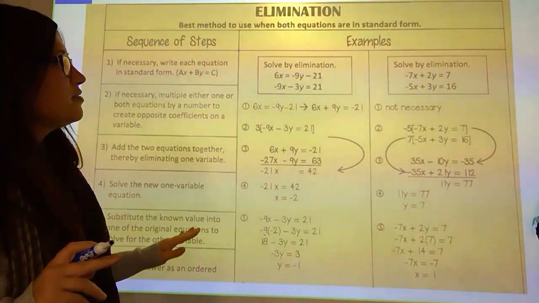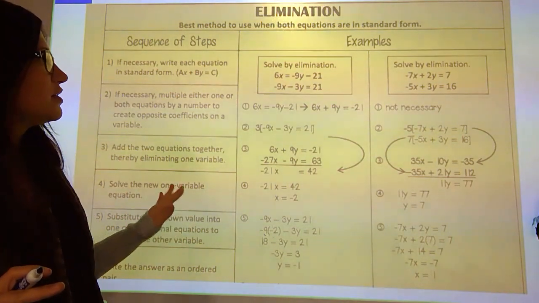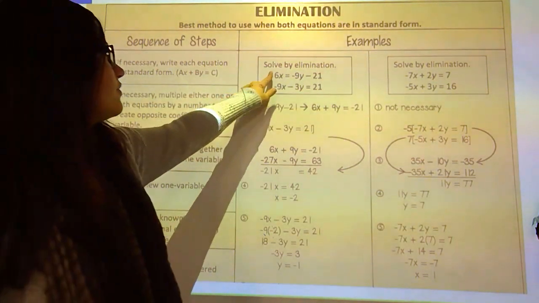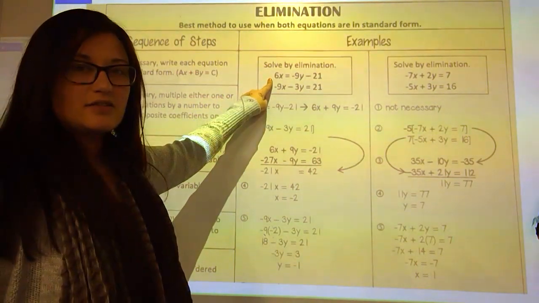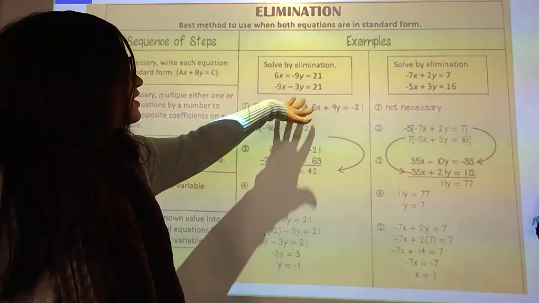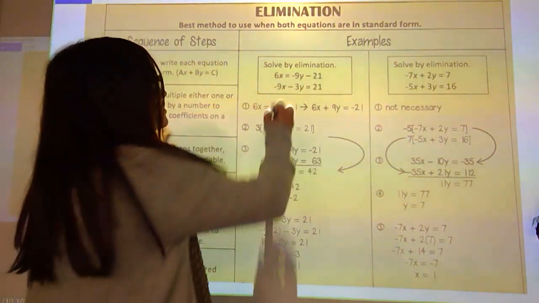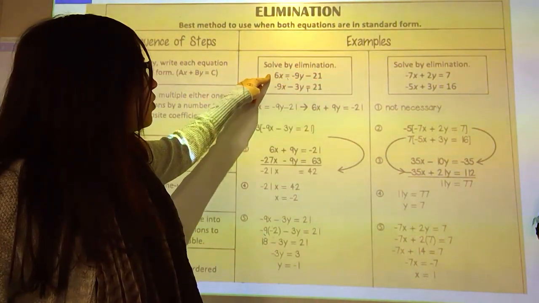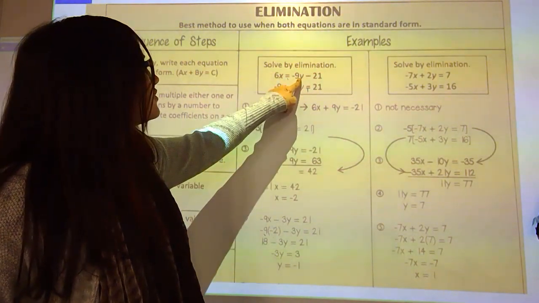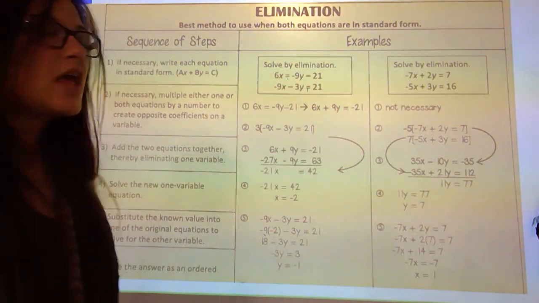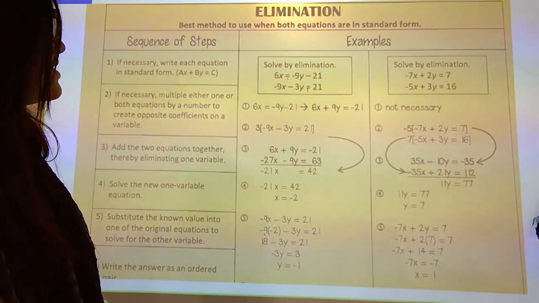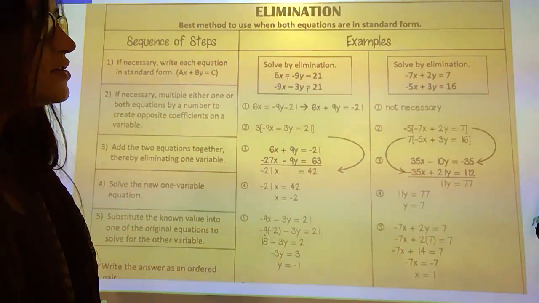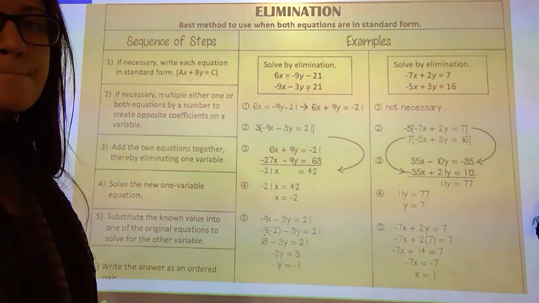So in the first example, it was not in standard form, okay? Everything wasn't lined up nicely. You see those equal signs? I got one here and one there. So they had to move the 9y over, okay? So in the first example, they did have to do a little maneuvering. In the second example, everything looked pretty nice, okay?